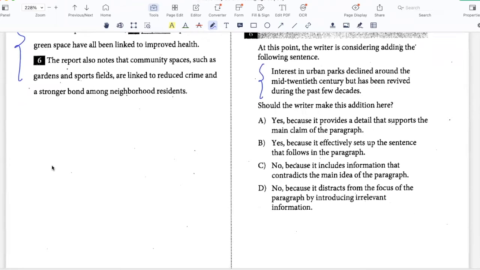It includes information that contradicts the main idea. No, it's not contradicting the main idea. It's not relevant. So I don't like this because it distracts from the focus of the paragraph by introducing irrelevant information. So this info is not relevant.